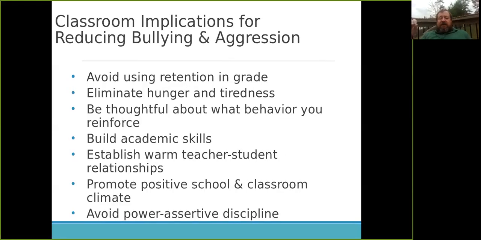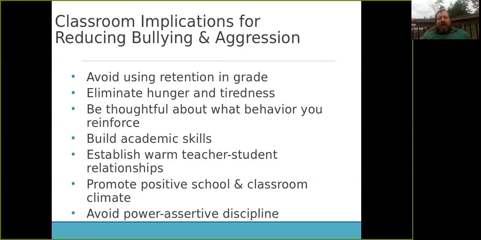One of the things that's associated with increased bullying is grade retention. So when a child who's already having problems is held back a grade, they become the physically bigger kid because they're a year older, and so there's this rise in bullying behavior. Just on a day-to-day kind of level, if we eliminate kids being hungry and tired, we see a reduction in aggressive and angry behavior.